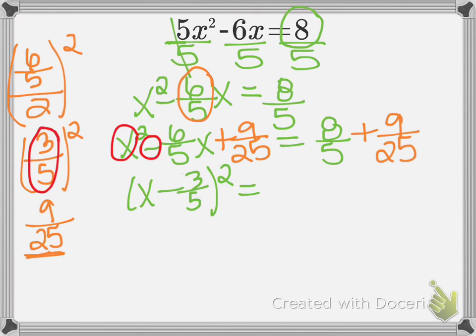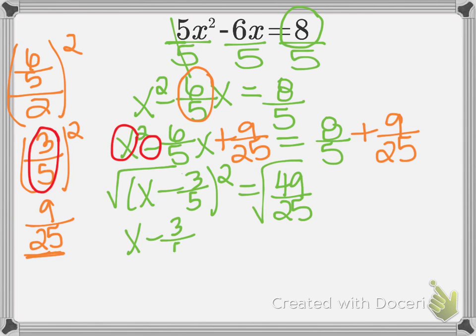So I'm adding 8/5 and 9/25. If you add these in the calculator and math frac your answer, like you always should be doing, we get 49 over 25. Okay, so now I'm going ahead and square rooting both sides because I'm undoing that square. So this is going to just leave x minus 3/5.